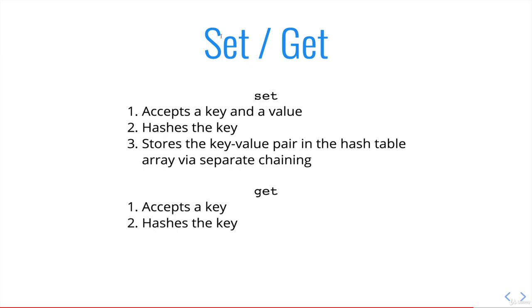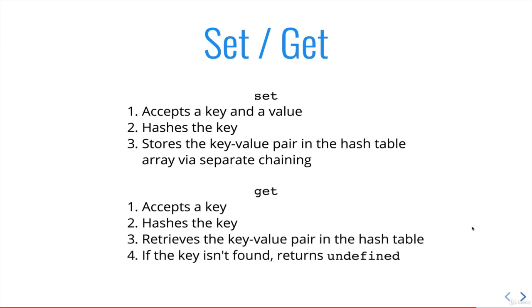Otherwise, we need to return the value itself, which depending on how many things are in there, because with the way we're doing this with separate chaining, there could be 5 or 10 values or more, doesn't really matter, inside of this one index. So we need to find the correct key and value inside of that index in a nested list. So retrieve the key value pair and then return it and return undefined if you can't find it.